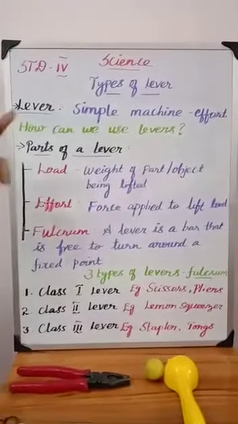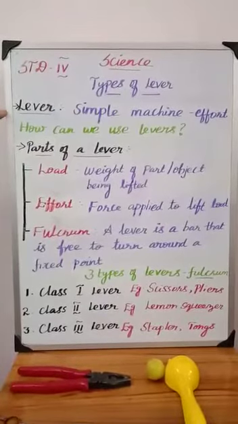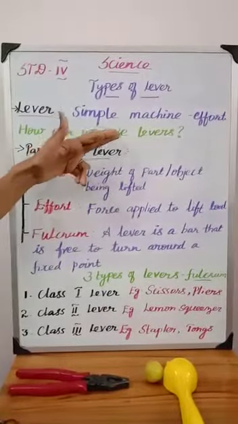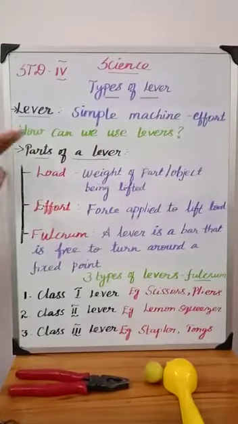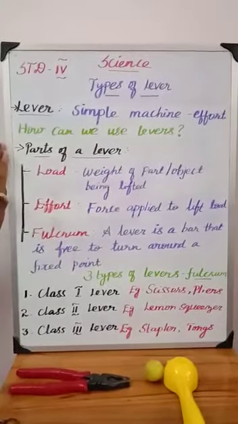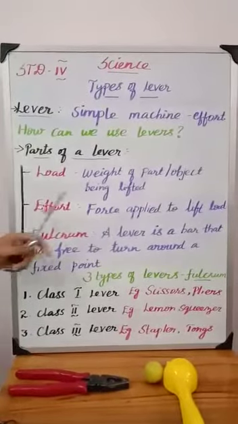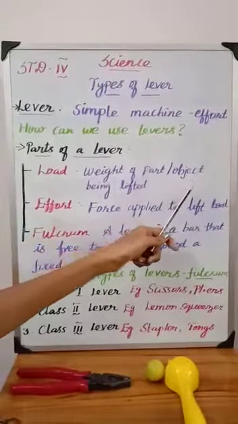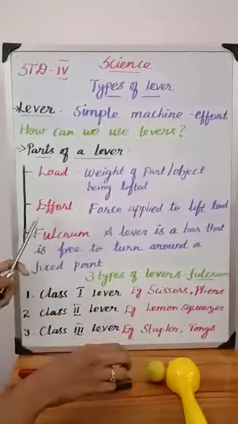Let us recall today's question. Types of lever. What is a lever? Levers are simple machines and they are used to do work with the least amount of effort. And parts of a lever: load, effort and fulcrum. Load is the weight of a part or object being lifted.